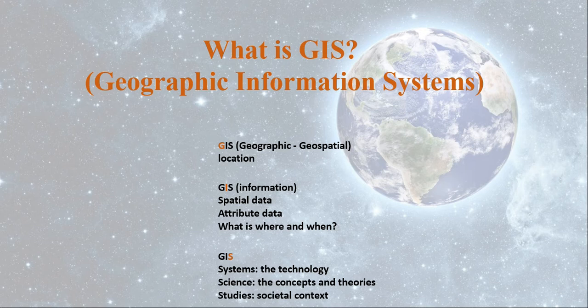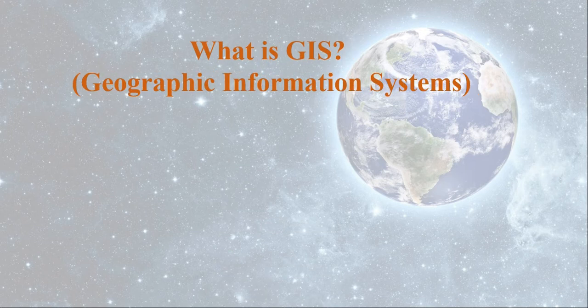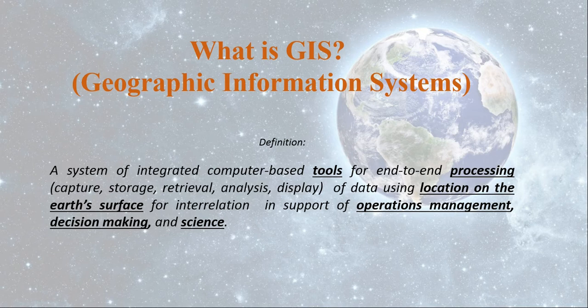But what is the definition of GIS? There are many definitions out there, of which I find this one more comprehensive. A system of integrated computer-based tools for end-to-end processing, capture, storage, retrieval, analysis, and display of data using a location on the Earth's surface for interrelation in support of operations management, decision-making, and science.